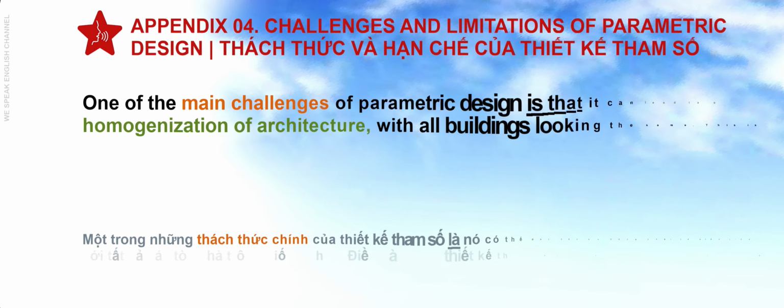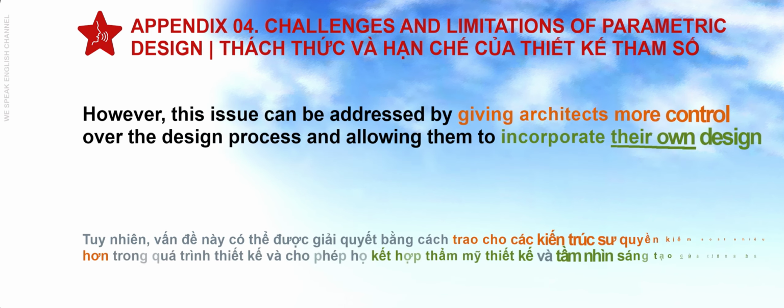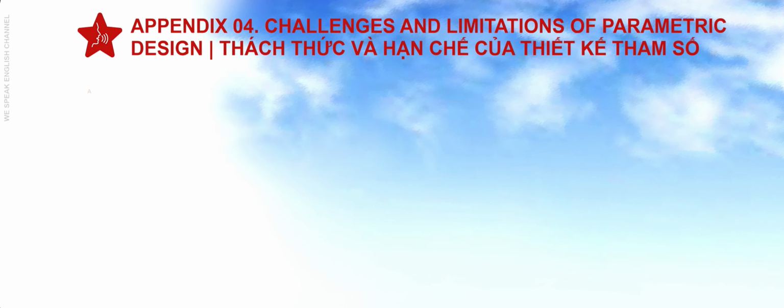Appendix 4. Challenges and limitations of parametric design. One of the main challenges of parametric design is that it can lead to a homogenization of architecture, with all buildings looking the same. This is because parametric design is based on a set of predefined rules and constraints, which can result in a limited number of design options. However, this issue can be addressed by giving architects more control over the design process and allowing them to incorporate their own design aesthetic and creative vision into the design.